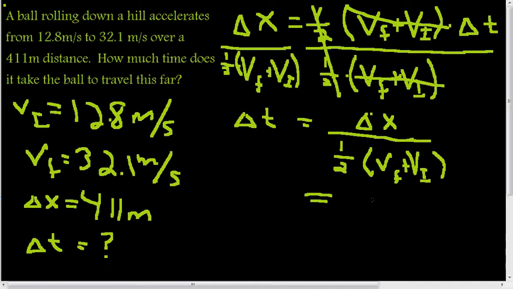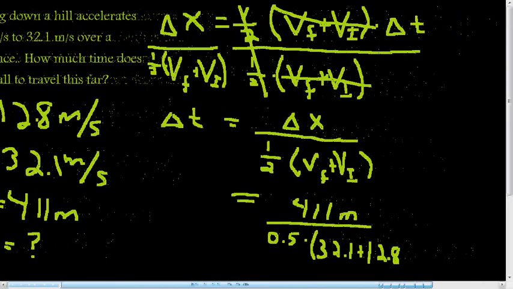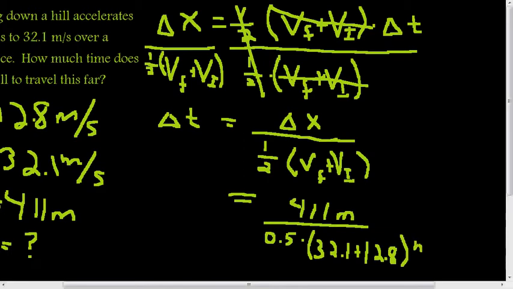Our delta t is equal to delta x, 411, divided by 1/2. I like to rewrite 1/2 as 0.5. It's easier when you start thinking about plugging numbers into a calculator. Times the quantity, VF, 32.1, plus VI, 12.8, and these are both in meters per second.